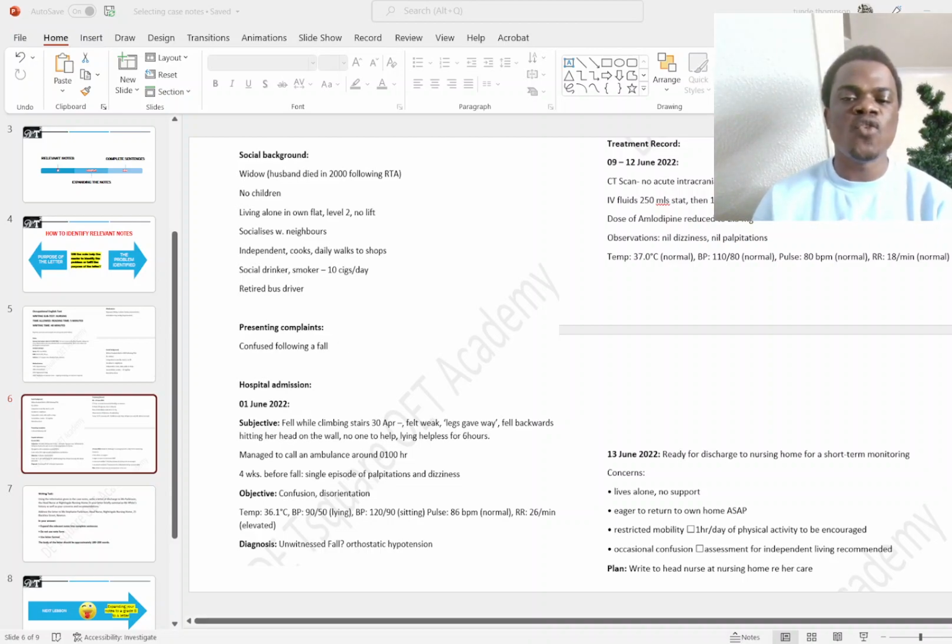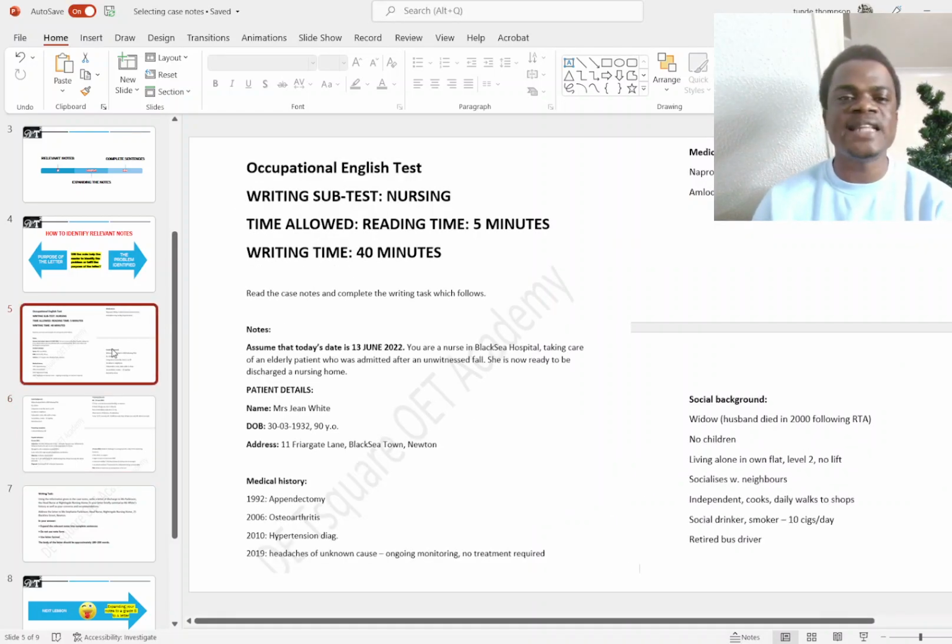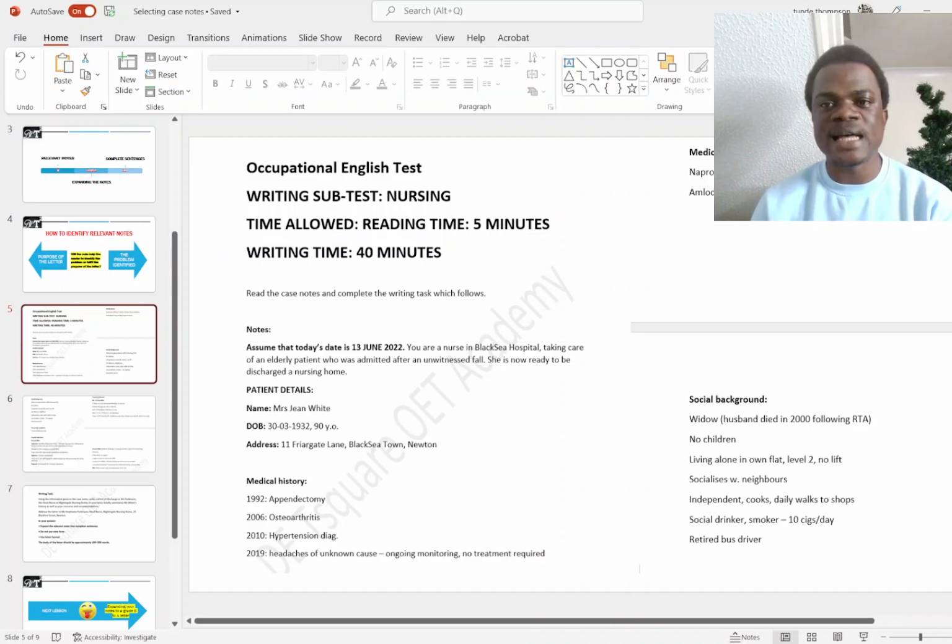Now, you have to go from the beginning of that case note to see, check and identify the problem. Looking at this case note, this is the patient details. This is where this patient lives. This is the patient's name and date of birth. These are the medical conditions that this patient has been managing, and these are the medications the patient has been on. Here is the patient's social background.